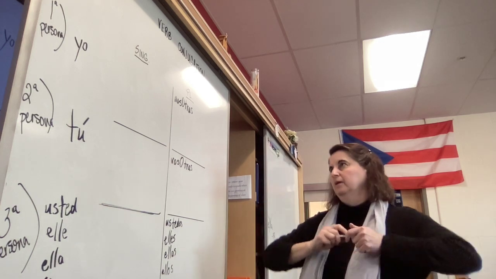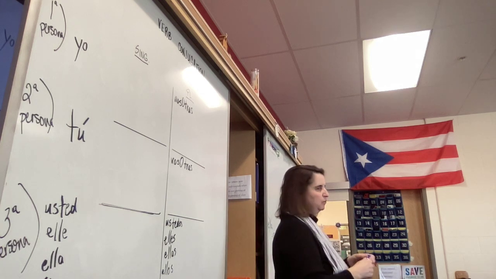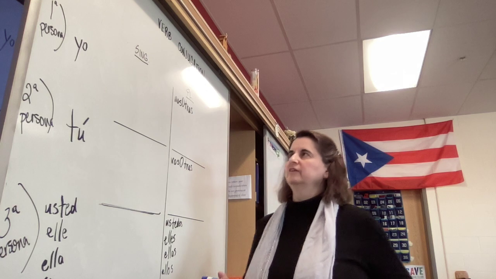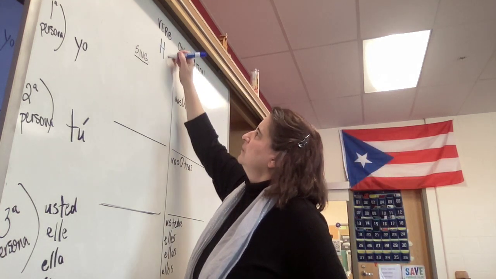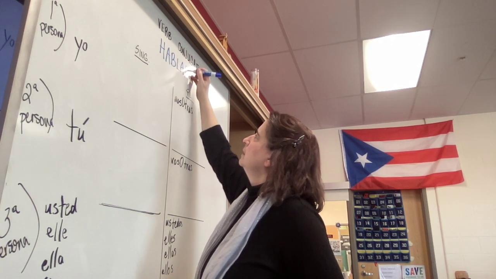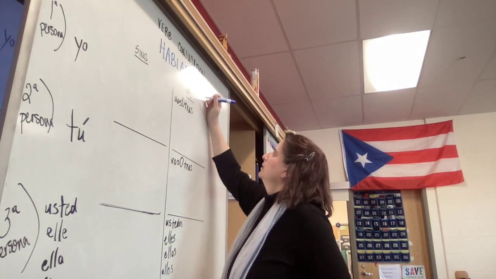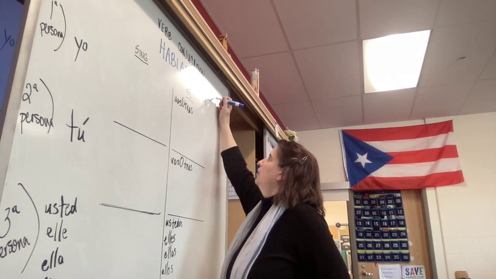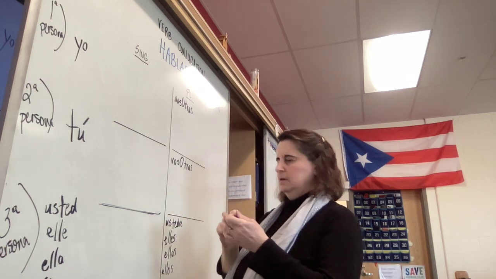Okay. Ahora otro color diferente. Azul es muy bueno. Nice color that stands out. Okay. El verbo de hoy, today's verb is hablar. Hablar. In inglés, to speak or to talk. Okay.